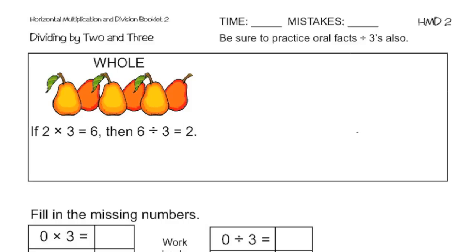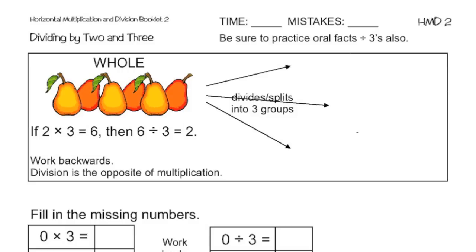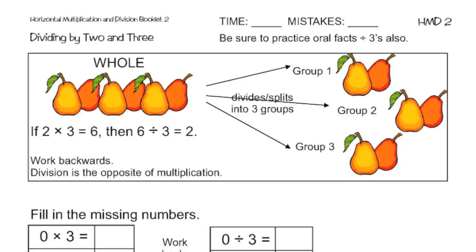So it's like if I had 6 pieces of fruit and I wanted to split them up between 3 people, how much would each person get? So again, I need to work backwards, since division is the opposite of multiplication. So this is going to divide or split into 3 different groups. And you see we have group 1, group 2, and group 3 here.